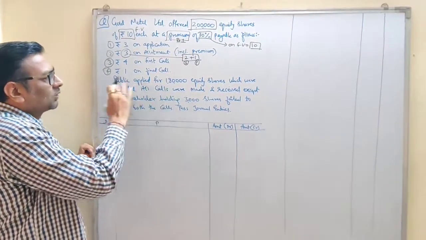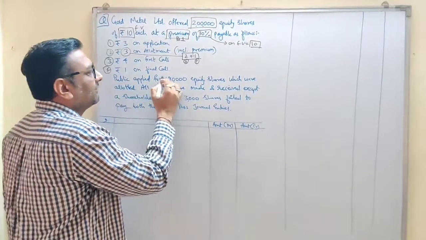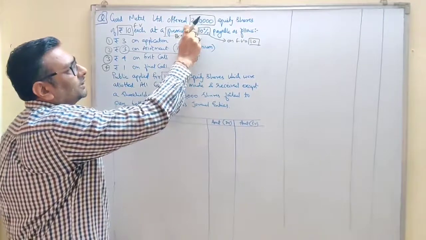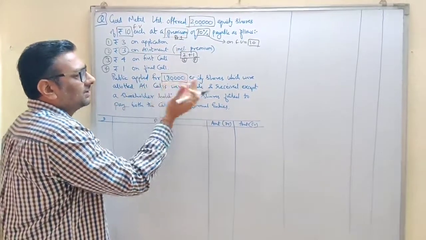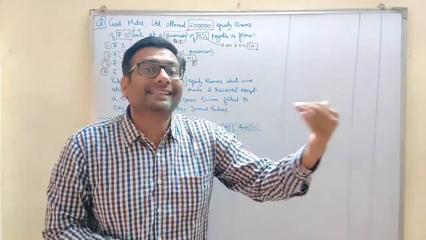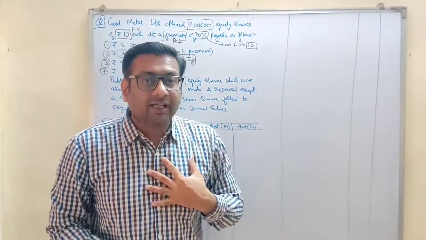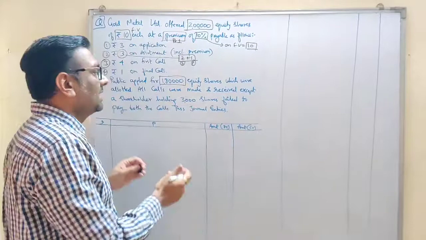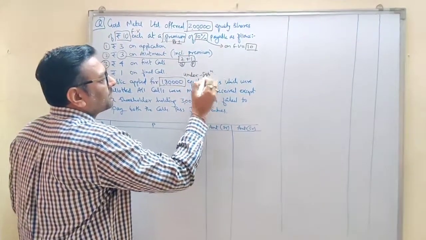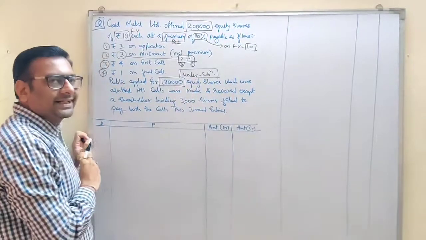Now let's see what the question says. The public applied for 1,80,000 shares. How many did we offer? 2 lakh. And how many applications did we receive? 1,80,000. So we have received fewer applications. If we are receiving fewer applications, it is called under subscription.